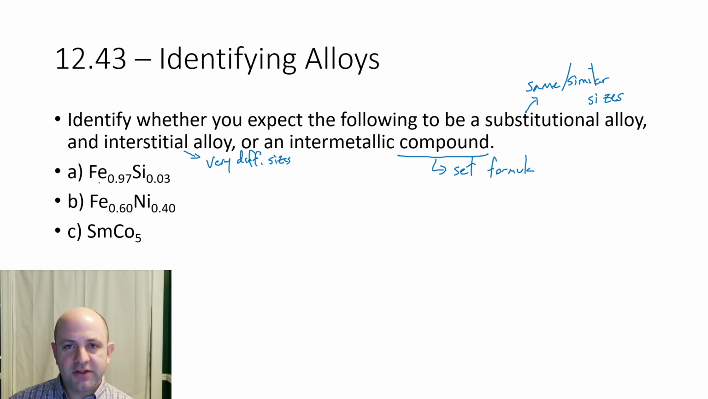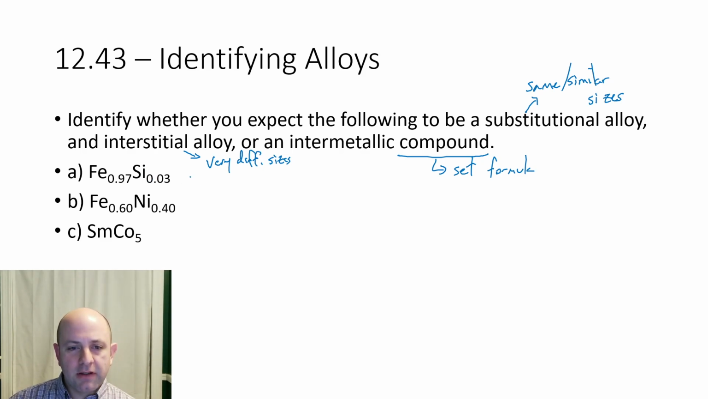So iron is a transition metal. It's in the 4th row. Silicon's a nonmetal. It's in the 3rd row. There's a whole row of difference there. And silicon's kind of far to the right. There's a decent chance here that silicon is much smaller than iron.